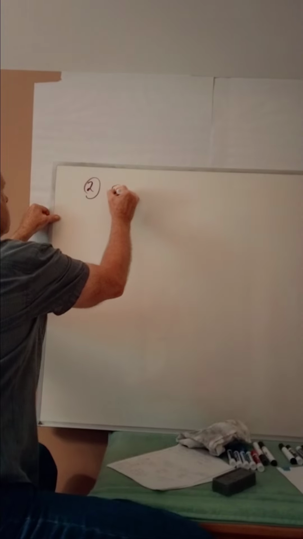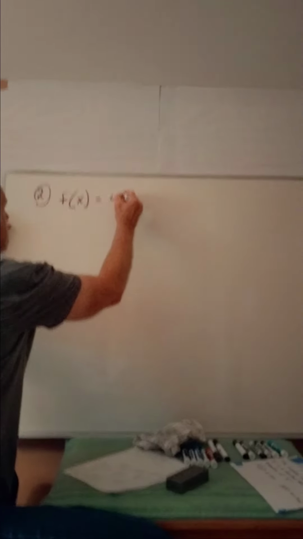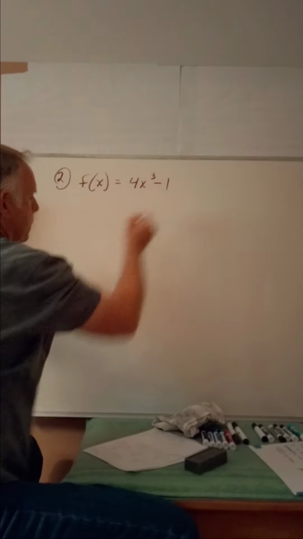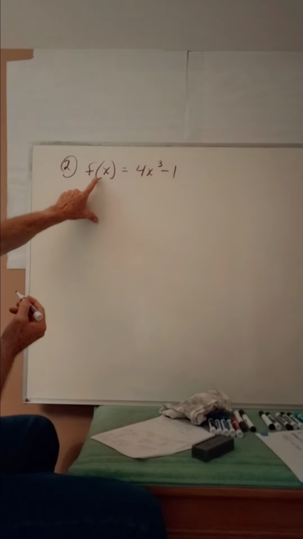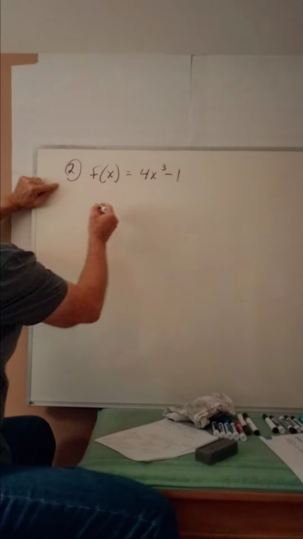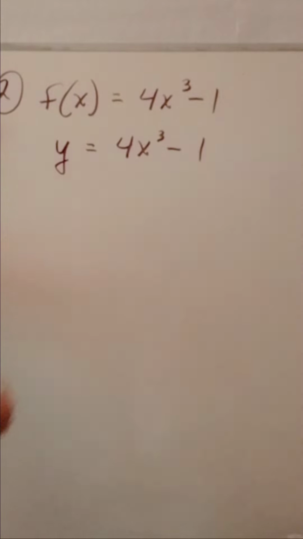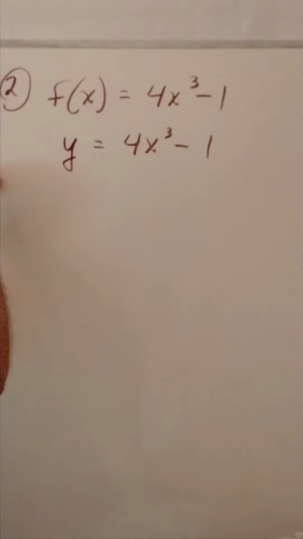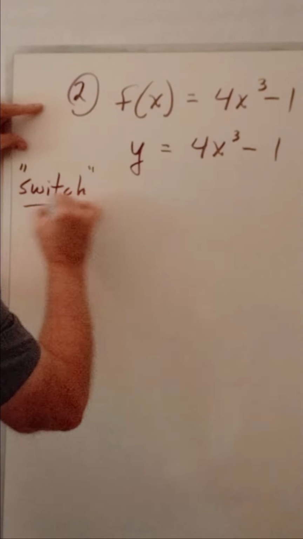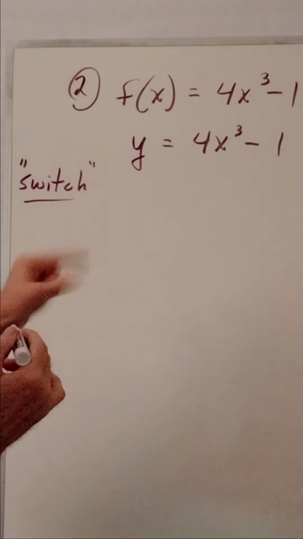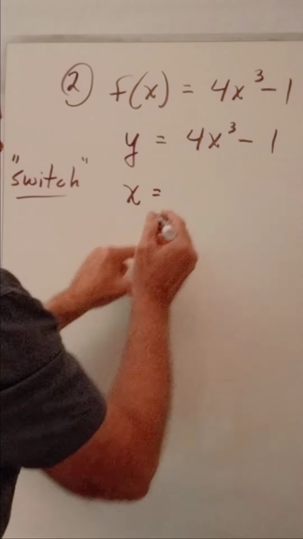Number 2. F of x is equal to 4x cubed minus 1. Step 1. Replace f of x with y. Step 2. Switch. In place of y, x. In place of x, y.